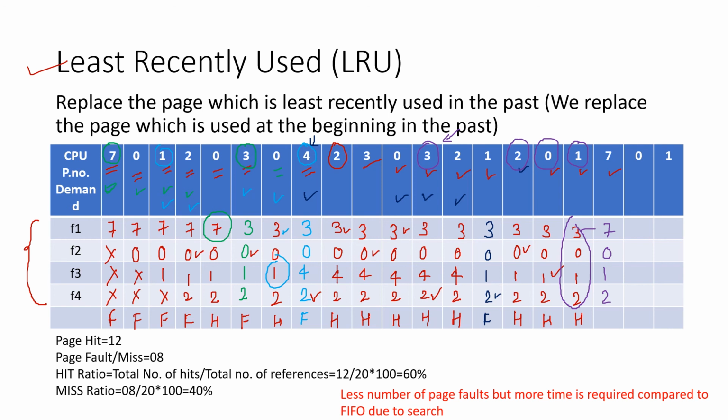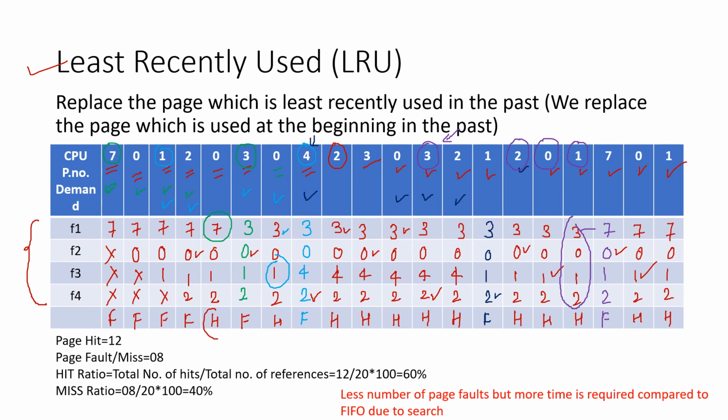It's a fault, right? Then whether 0 is already there? Yes, it is there. So it's a hit. So write 7, 0, 1, 2. It's a hit. What about this 1? 1 is already there. So it's a hit again. So write this hit. Now you have to count the number of hits.